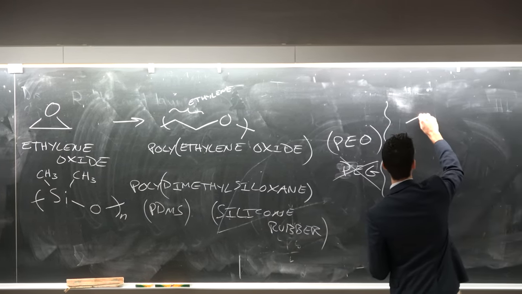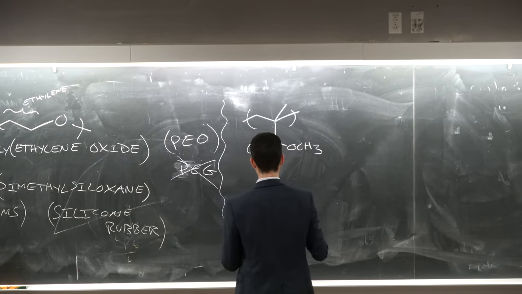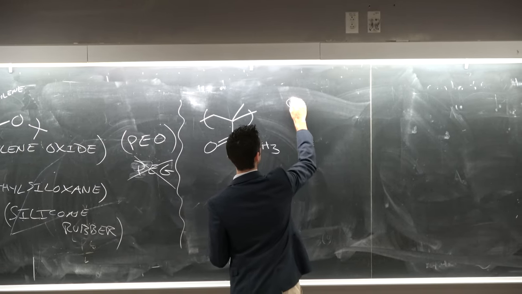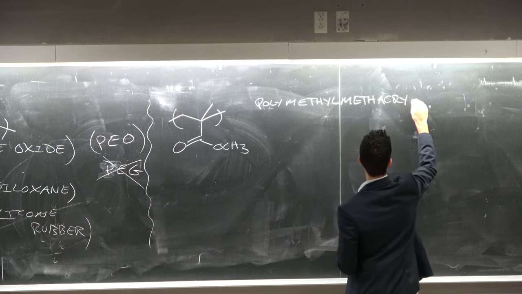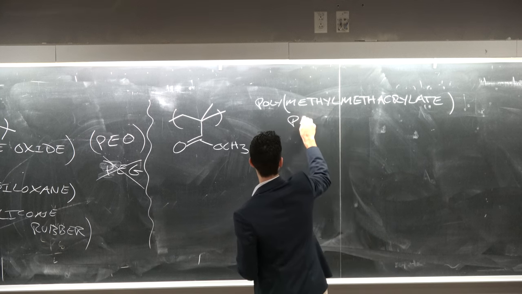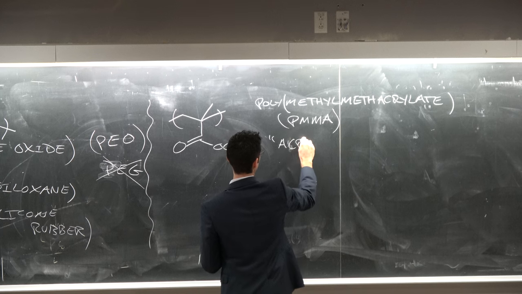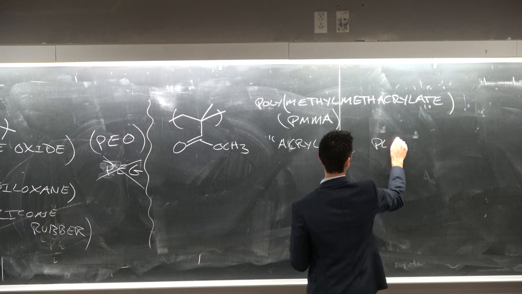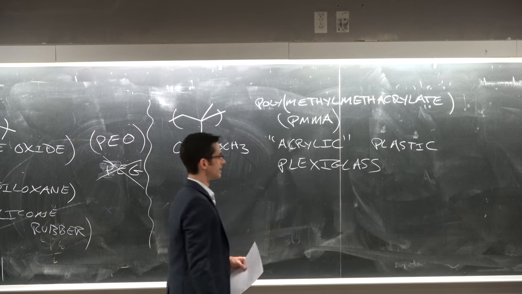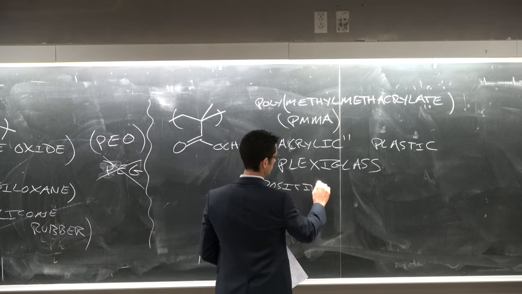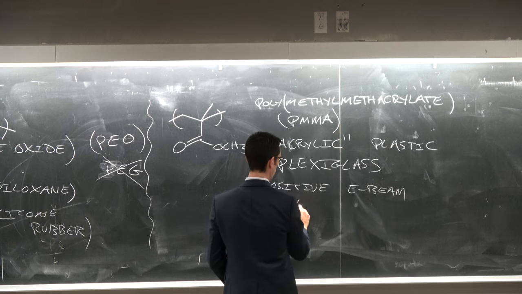Okay, last structure I'm going to draw, just because it's another famous one. This is called polymethylmethacrylate, PMMA, sometimes called acrylic plastic. Sometimes called plexiglass. And it is used as a positive e-beam resist or photoresist. That's electron beam or photoresist.